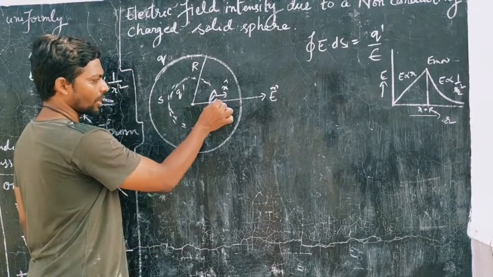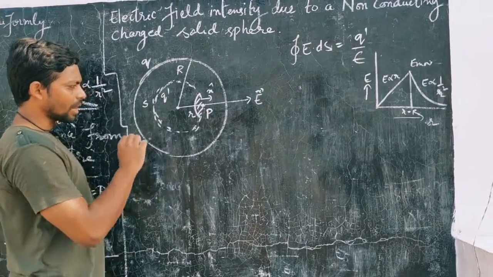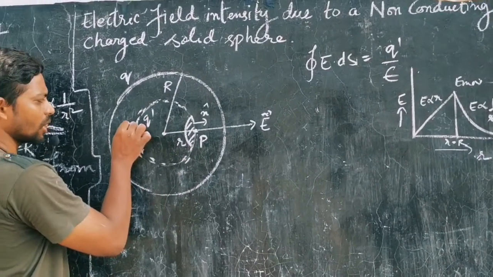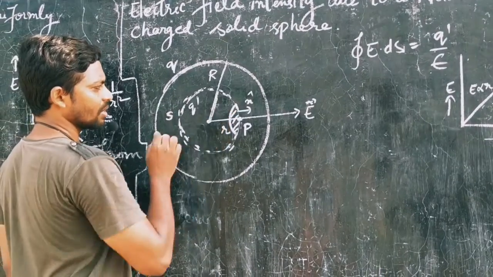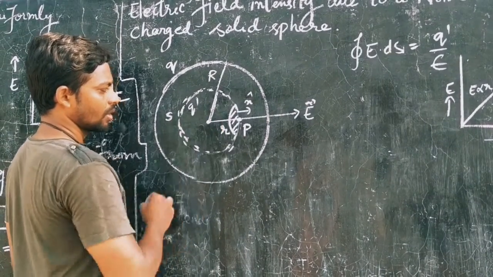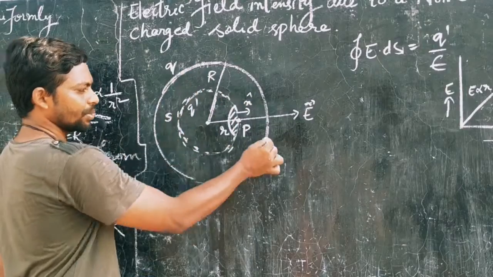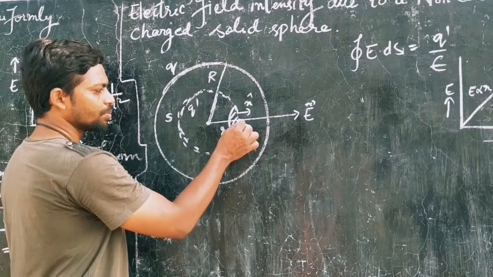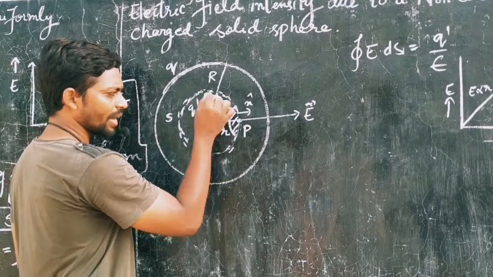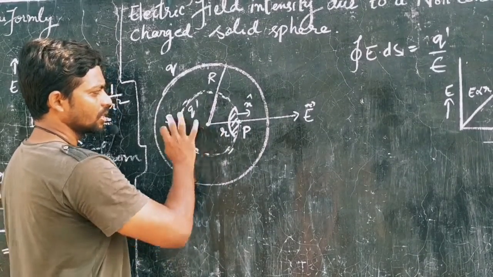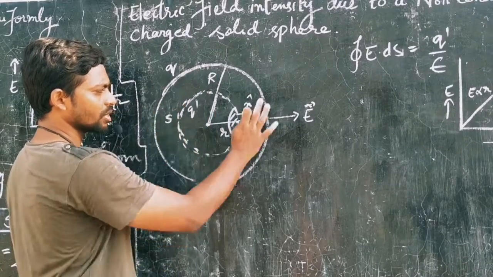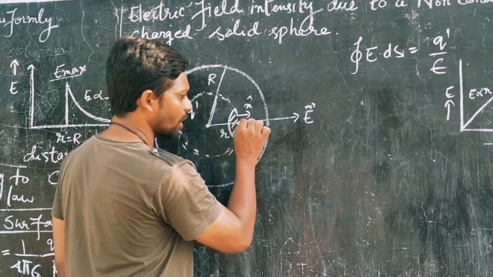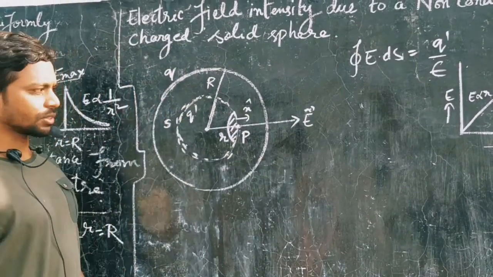So let us consider the point P. Now imagine a Gaussian surface, a spherical Gaussian surface inside. Let us call that S. Its radius is given by small r. The radius of this bigger non-conducting sphere is capital R. At this point, we want to know electric field intensity because of the charge. Because of the charges distributed here, the electric field intensity at this point is directed radially outwards.